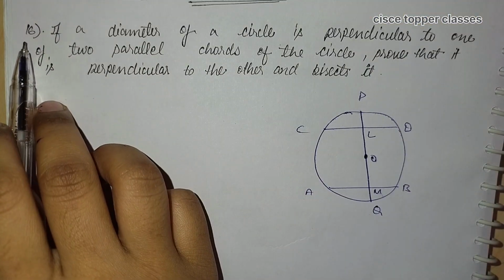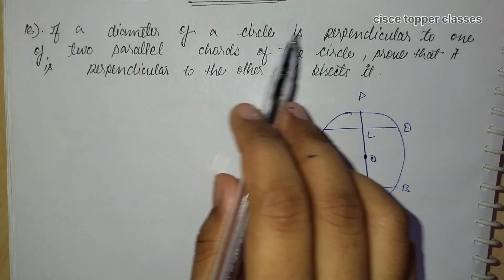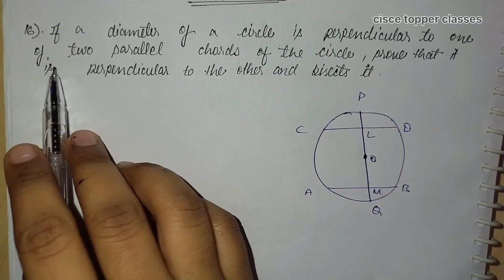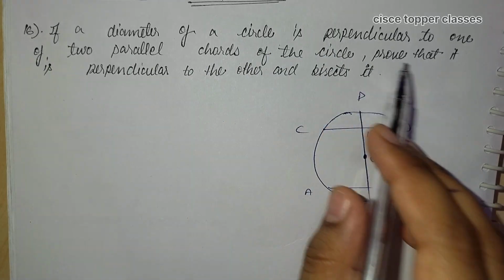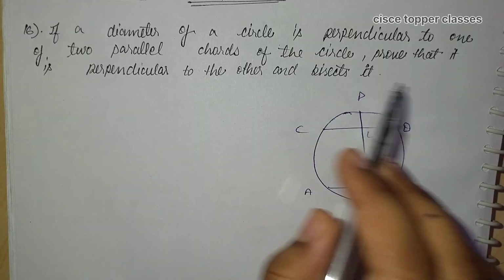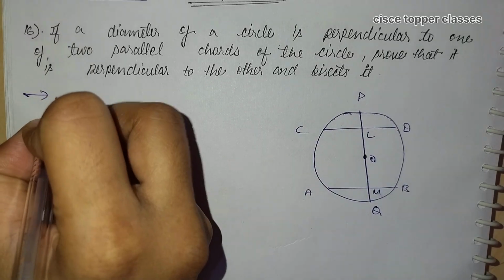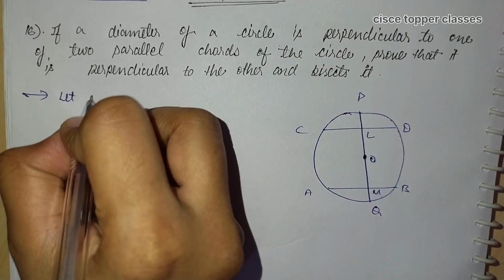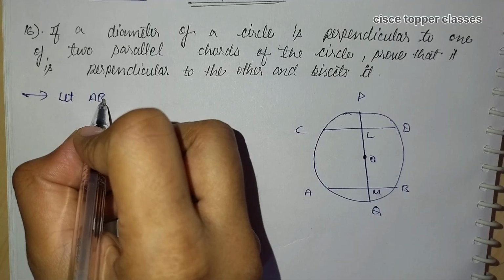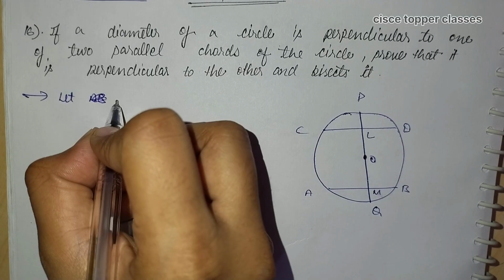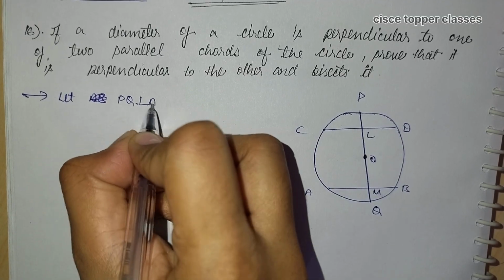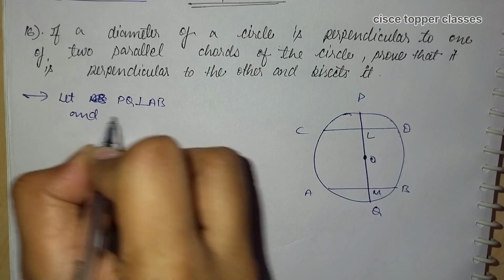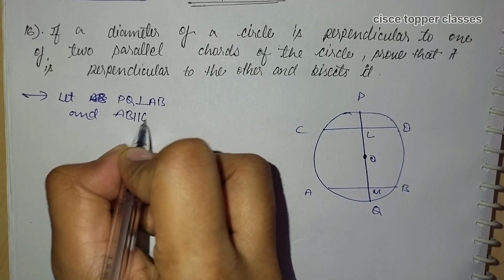Let us solve question 16. If a diameter of a circle is perpendicular to one of two parallel chords of the circle, then prove that it is perpendicular to the other and bisects it. So firstly it is given to us that PQ is perpendicular to AB and AB is parallel to CD.